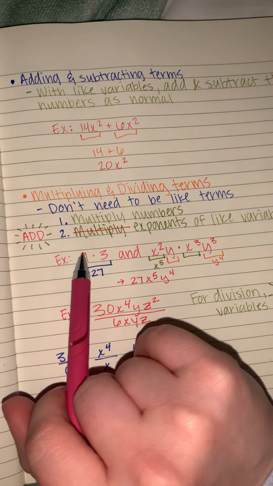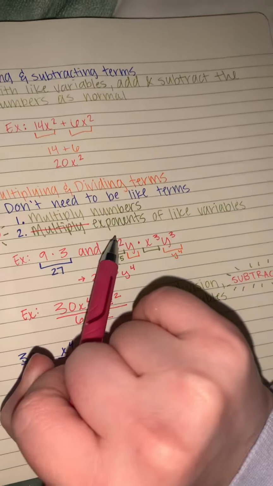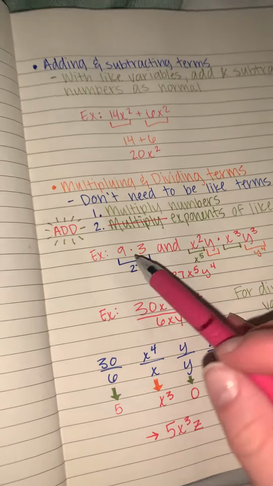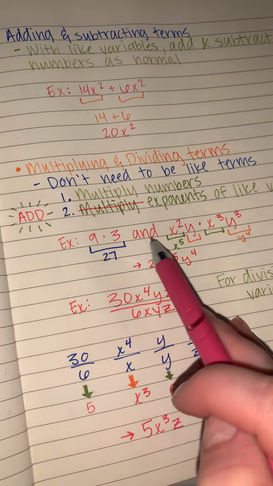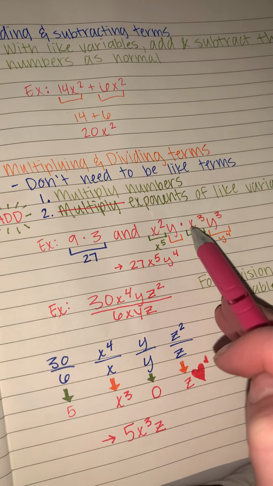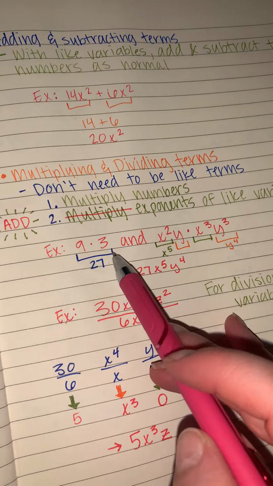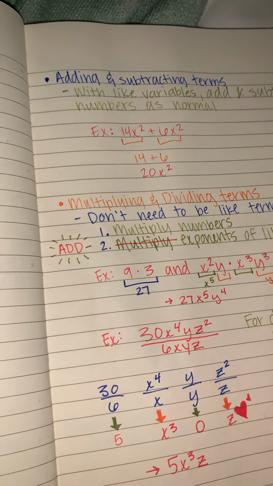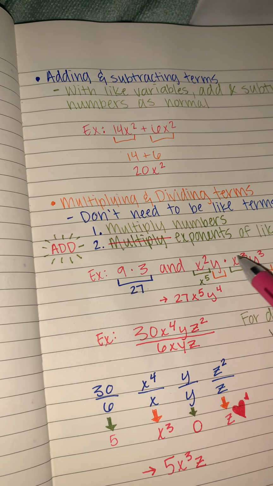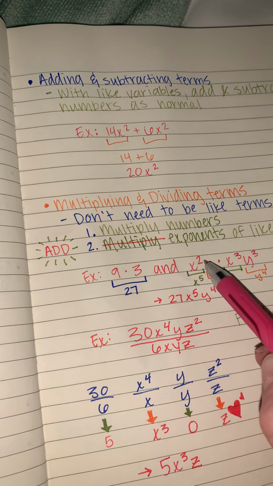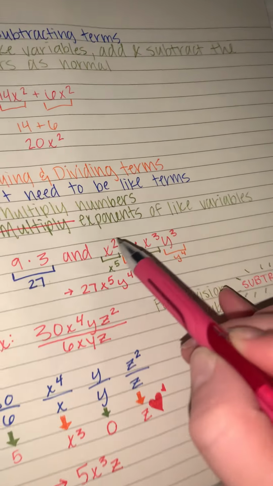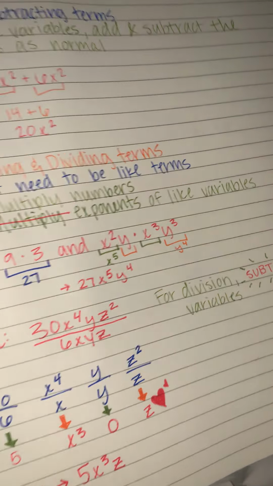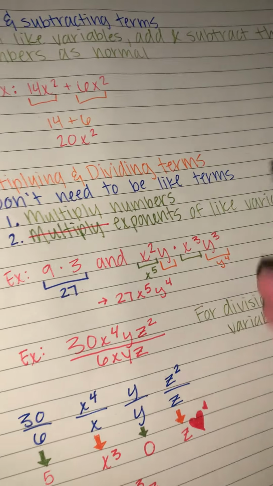So you multiply the numbers and then you add the exponents of like variables. If that doesn't make sense, I'll explain. So you have 9 times 3 and x squared y times x cubed y cubed. So multiply your numbers first. 27. And then you have your x squared and your x cubed. Since they're both x's, you don't multiply them together, you add them. I don't know why you do that with exponents, but you always do that.